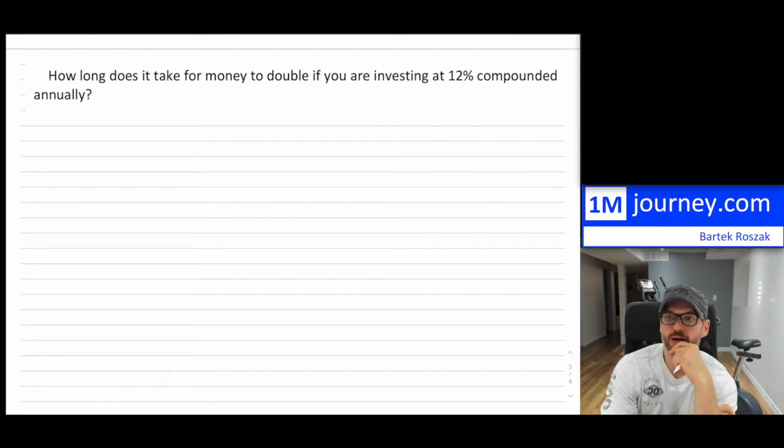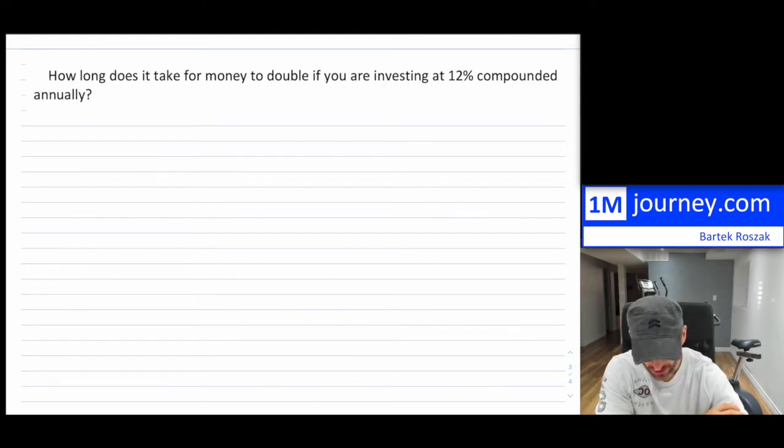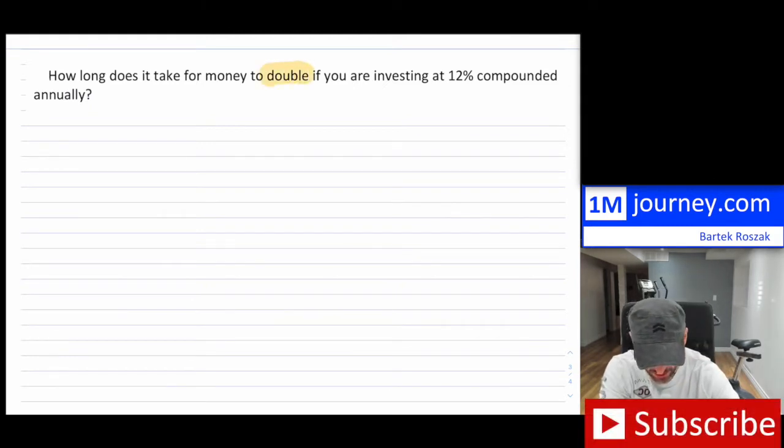All right, so how long does it take for money to double if you are investing at 12% compounded annually? This is an interesting question. Sometimes you'll get asked, how long does it take to double, or how long does it take to triple, or how long to quadruple, and so on.